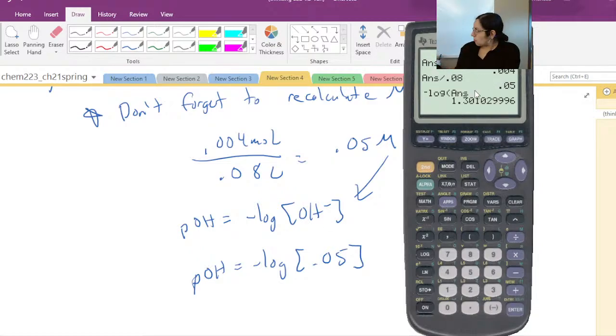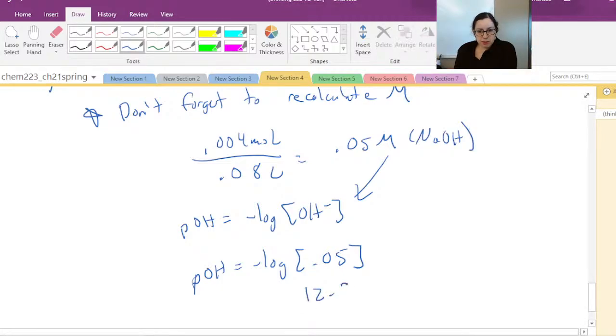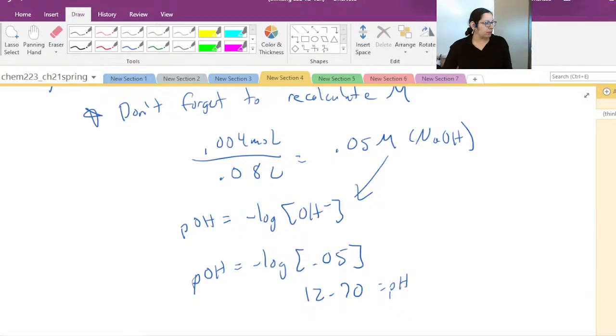And so then get this for pOH, and then I'm just going to do 14 minus that to get our pH. So about 12 point, well, giving it 2 after the decimal place, but then we have to round up, so probably 12.70 for our pH there. All right, good.